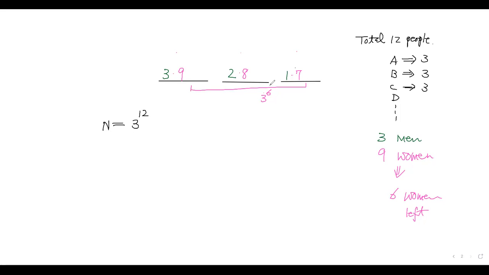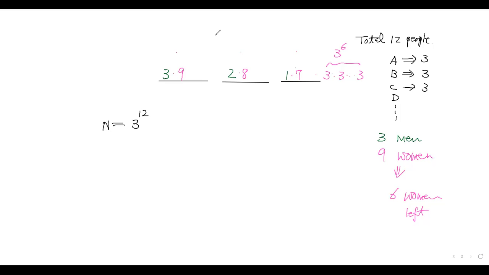Because each woman has different ways to go. Or, if you like, you can go one by one: what is the next woman's chance? It's 3. Then the next woman is again 3. So the total is 3 to the 6th, because each woman can choose to go to any one of them.